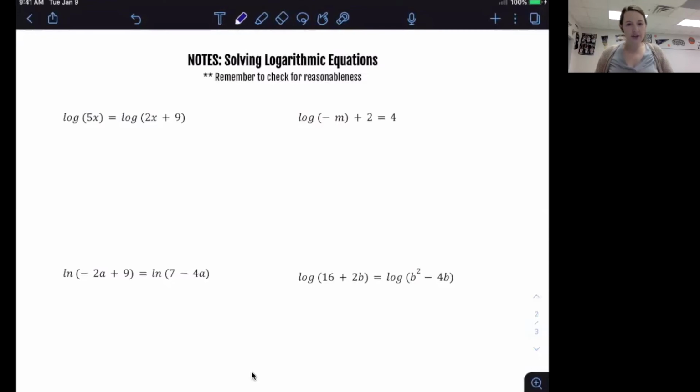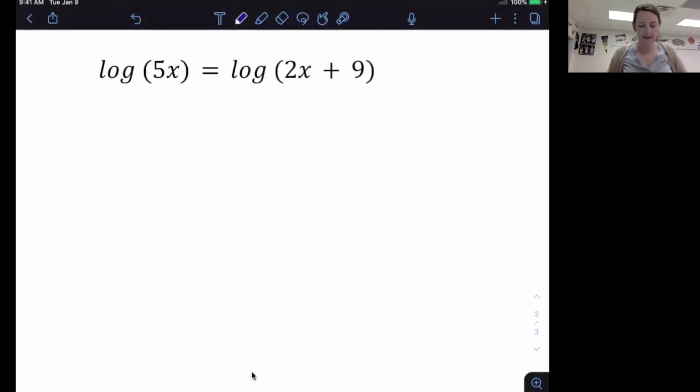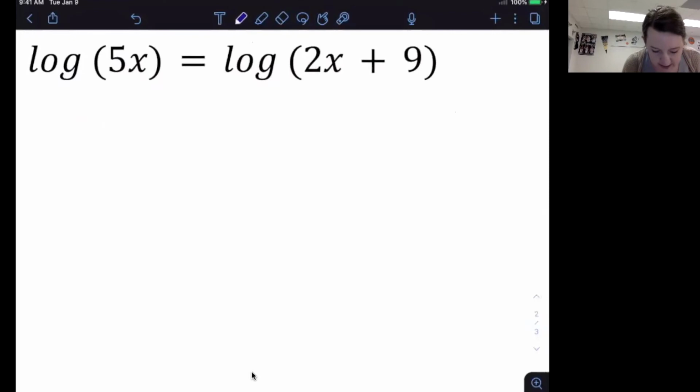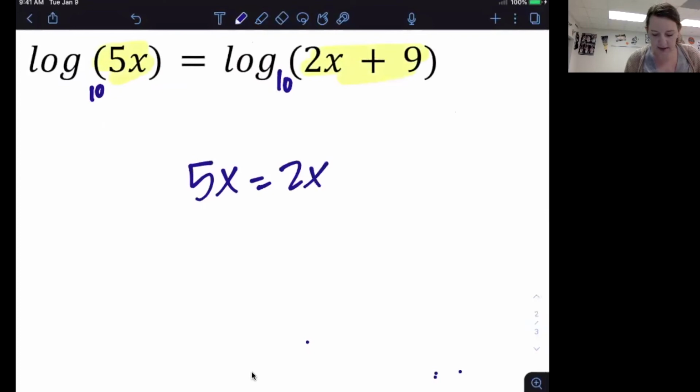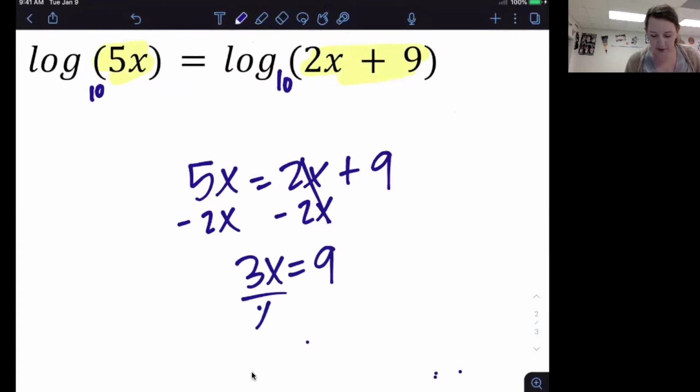So on this first one, we see log of 5x is equal to log of 2x plus 9. So since these both have the same base, just like with our exponents, we're able to take what's inside and set it equal. So we have 5x equals 2x plus 9. Subtract 2x from both sides, and we get 3x equals 9. Divide by 3, and we find out that x equals 3.